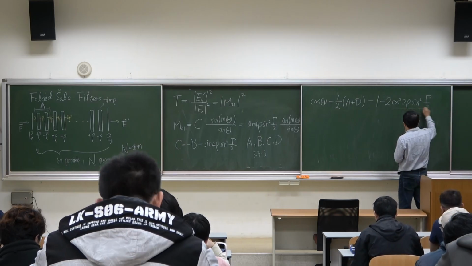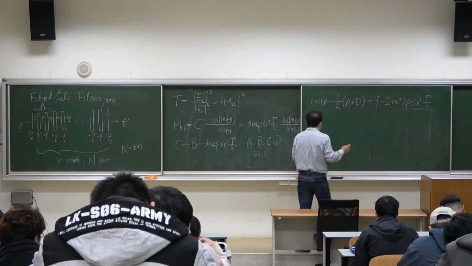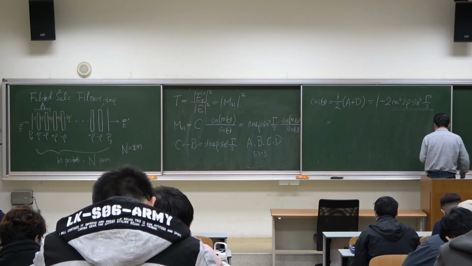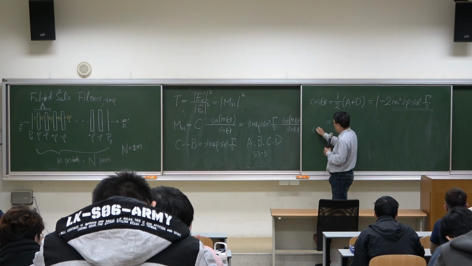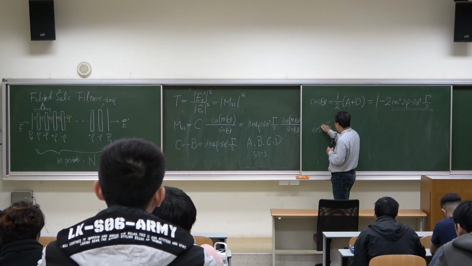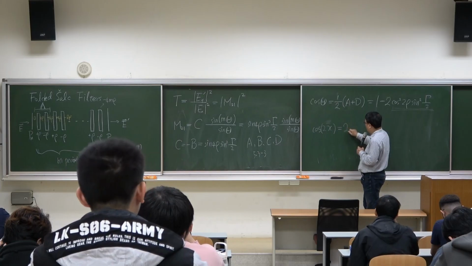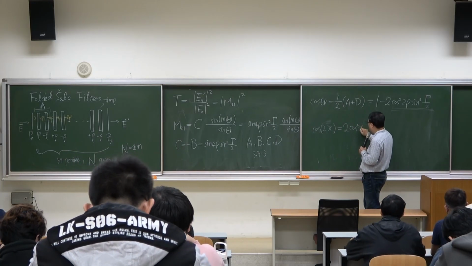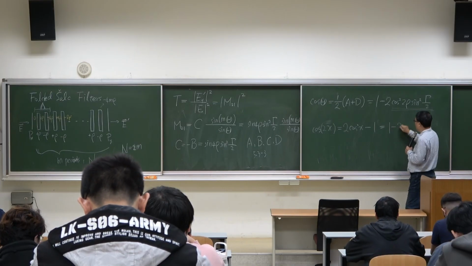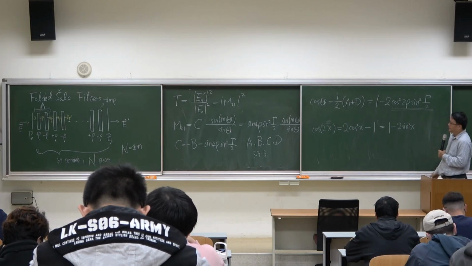This structure looks like something of this. Cosine 2x is equal to 2 cosine square x minus 1, or 1 minus 2 sine square x. Okay?